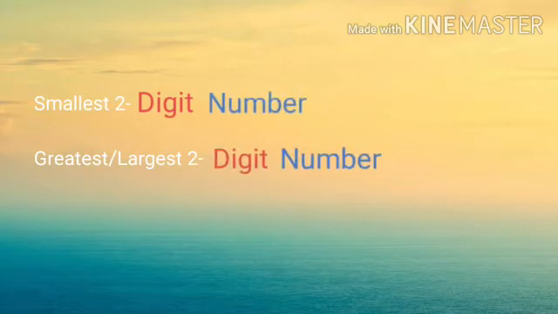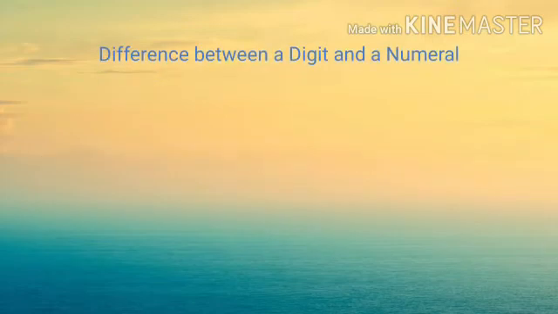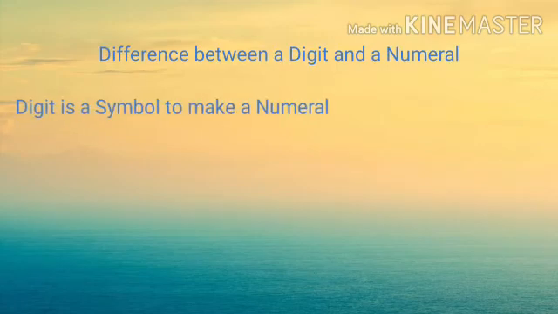If we check our questions, that is, what is the smallest two-digit number and what is the largest two-digit number, here two words are quite repeating, that is digit and number. Now then, what is the difference between a digit and a number? So what is a digit? A digit is a symbol that is used to make numerals.